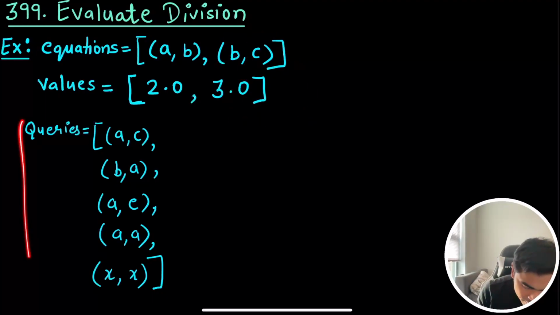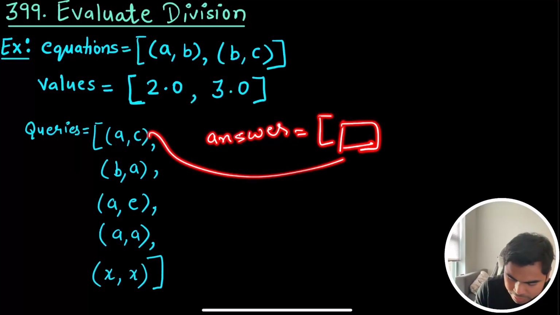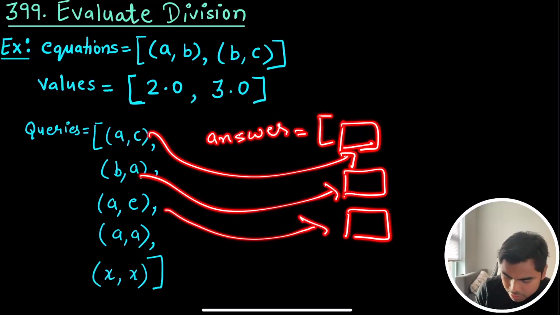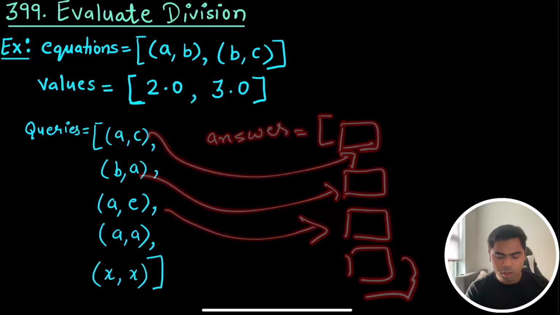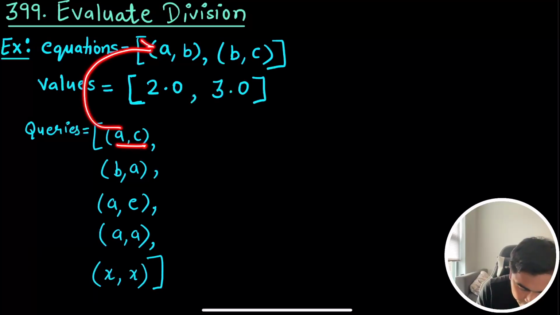And then we are given these queries. We have to find answers to these queries. So basically this will be the answer right here, this will be the answer right here, and this will be the answer right here, and so on. All right, that's what we need to do. So here A and C is directly not given in the equations to us. We have to find it.